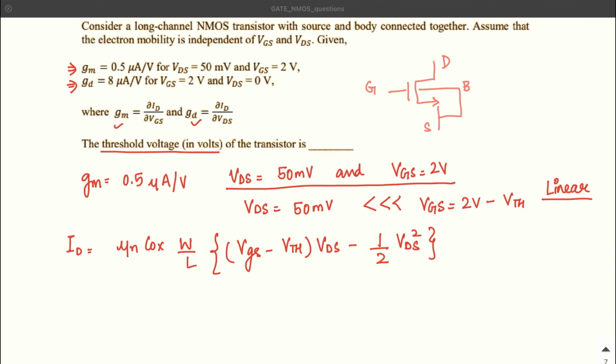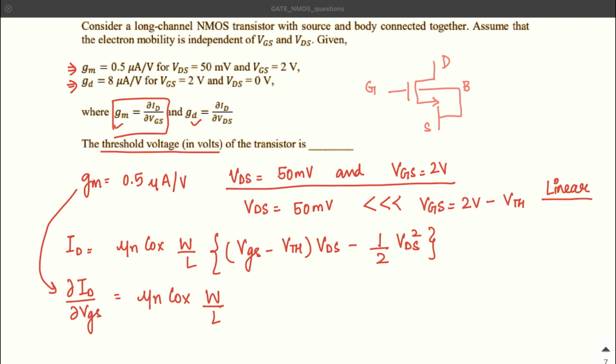Now because they are talking about GM, which is delta ID upon del VGS, and it is given in the question also, we'll try to differentiate this with respect to VGS. So what we get is mu n Cox W by L dot with VDS when you do the derivative. All the other things will be 0.